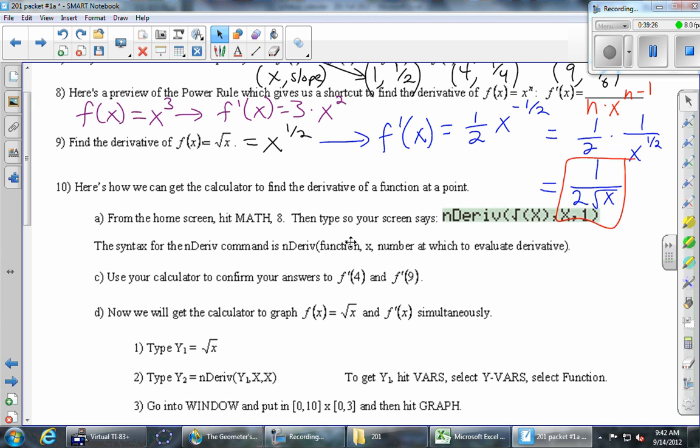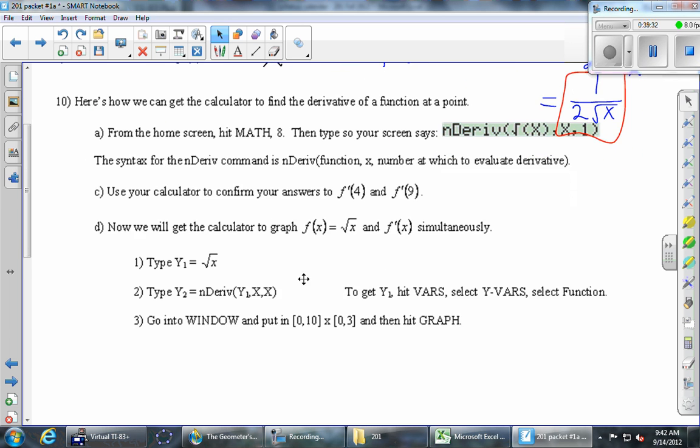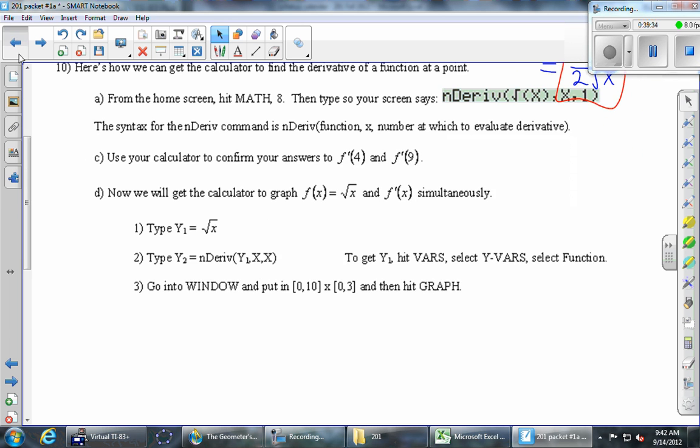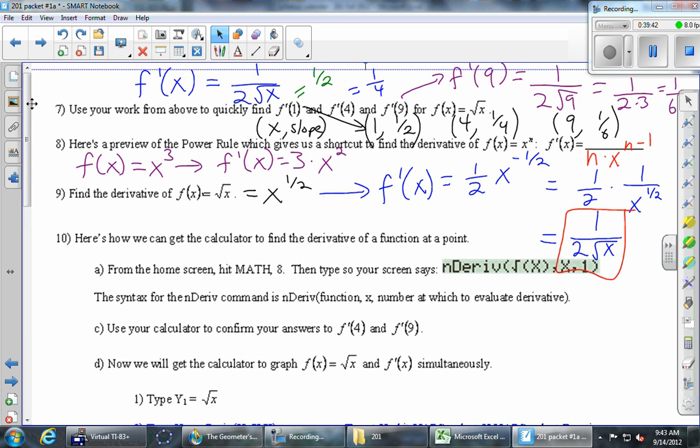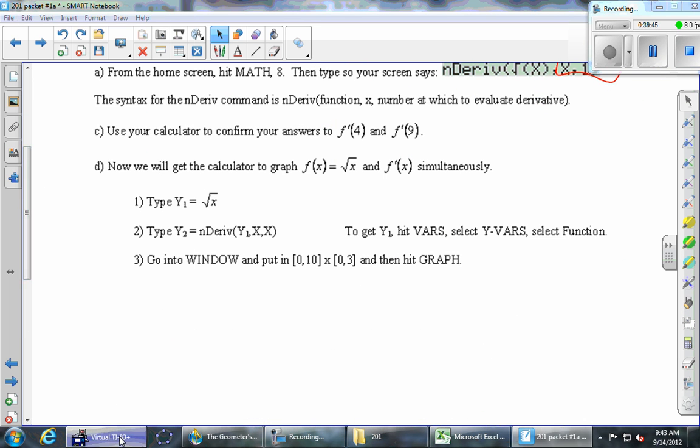There's the syntax. You type the function, you always type x, and then you tell it what value is the independent variable. And it turns out we can actually get the calculator to give us this graph right here, the original and the derivative, without knowing what the formula is for the derivative. So here's how we do it. The directions are written out there, but we'll just do them up here together.